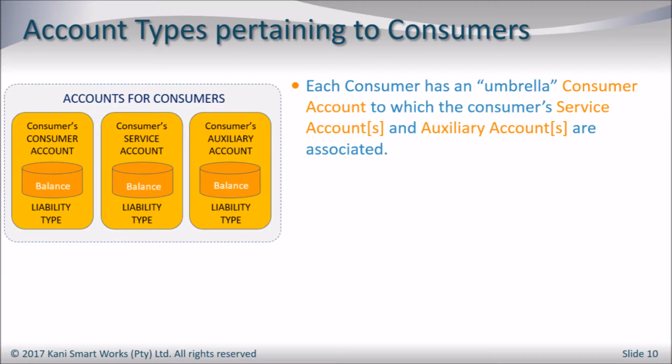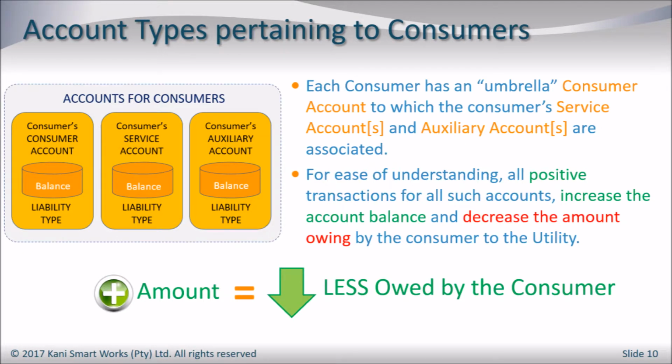Each consumer has an umbrella or consumer account to which the consumer's service accounts and auxiliary accounts are associated. As I've mentioned, for ease of understanding, all positive transactions for all such accounts increase the account balance and decrease the amount owing by the consumer to the utility. So plus amount equals less owed by the consumer.